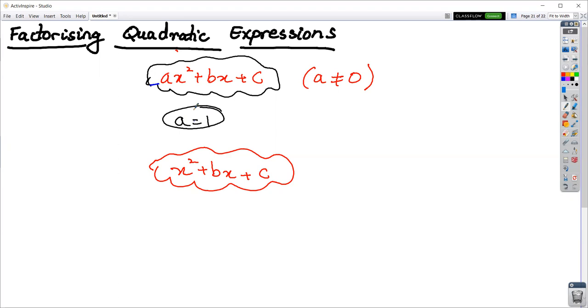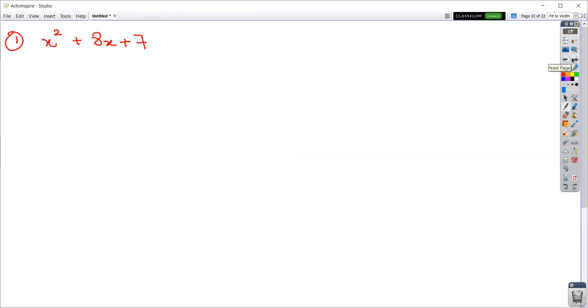So all the examples that you will be seeing would be in the form of x squared plus bx plus c, which means that a is 1. I'm going to show you with the first one. The first example is x squared plus 8x plus 7. And clearly here we can see that a is 1. So this is our first case.